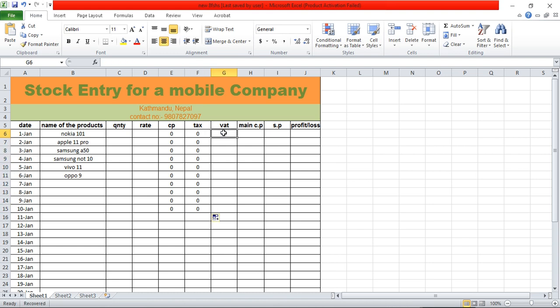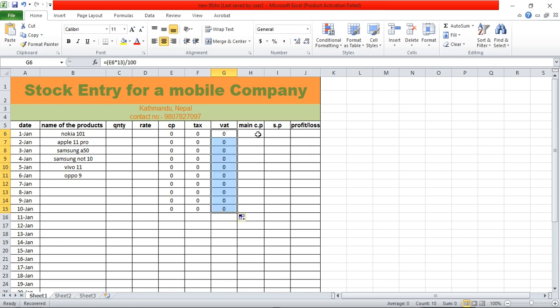Similarly for the VAT also, according to the Nepal government, the VAT is 13.5%. Let me take 13% of the cost price only. This is just for example, so you can write any number, 10%, 12%, 15%, divided by 100. See, it is also showing 0.